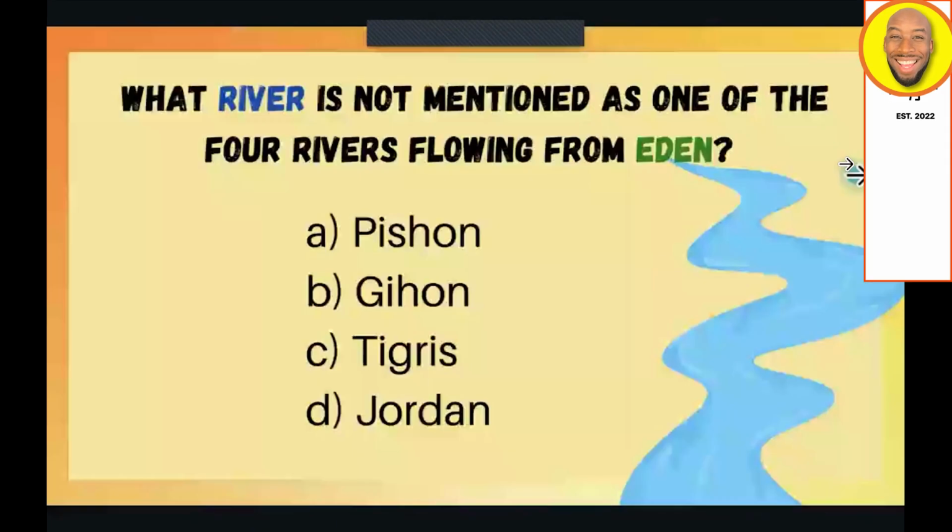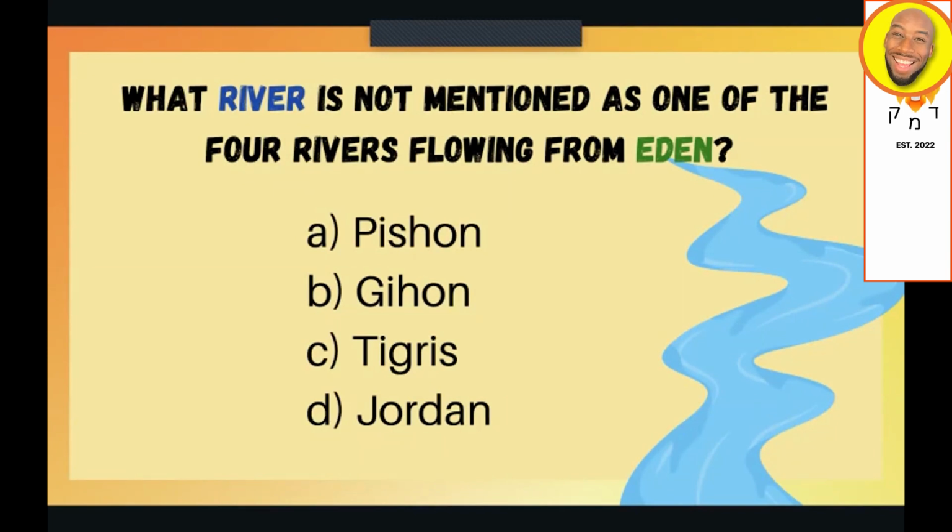All right, new question: what river is not mentioned as one of the 4 rivers flowing from Eden? Is it Pison? I think that's how you pronounce it. Gihon, Tigris, or the Jordan? For this, we're going to need to go to Genesis chapter 2, going down to verse 10.